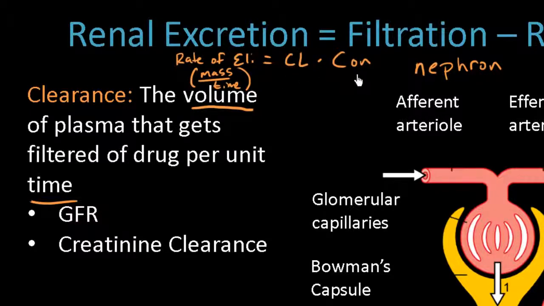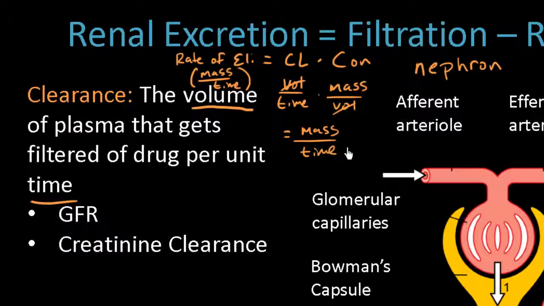Now, this is an important concept here. Anytime we multiply a flow rate by a concentration, we get a mass over time, or the amount of drug over time. The reason is that the flow rate, or the volume over time, multiplied by the concentration, which is a mass over volume, means these volumes cancel out, and I get a mass, or the milligrams of drug that are eliminated per unit time.